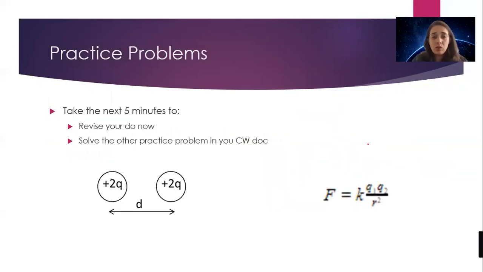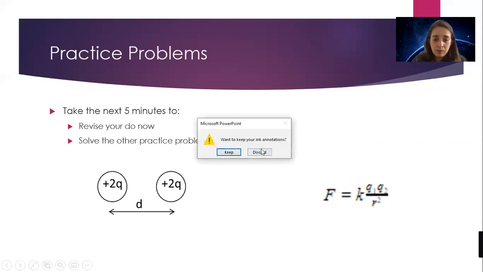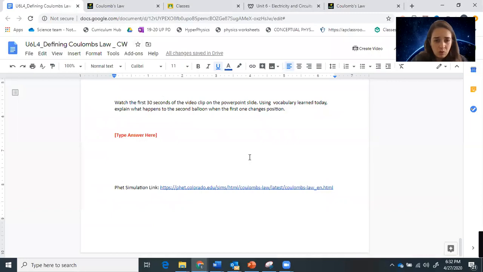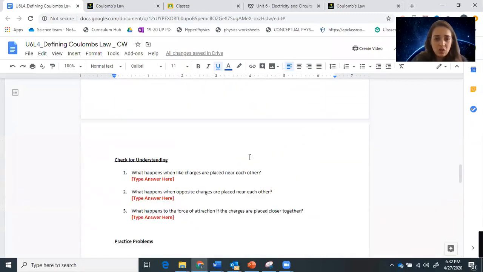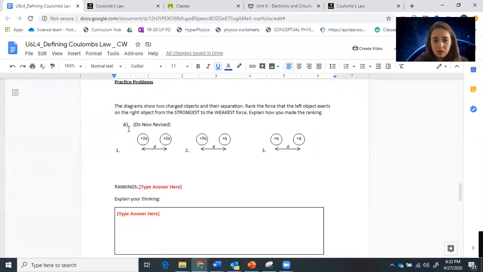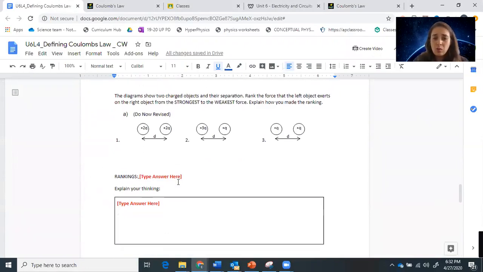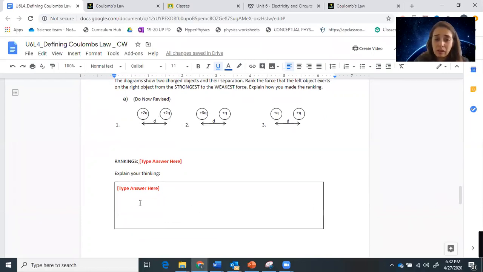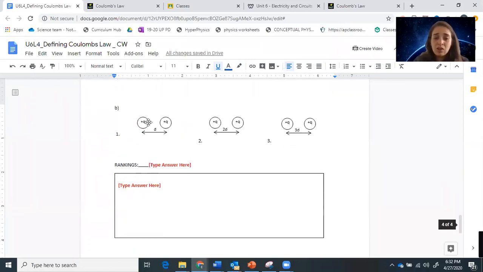Before we see the video, let's do these practice problems. In the next 5 minutes, you will revise your do now and then solve the other practice problem in your classwork document. I just want to make sure we're all on the same page. When we reach the practice problems, here you have your do now revised. Based on what we've discussed so far, would you want to change your response to the do now, and then explain your thinking here and then solve the second problem?